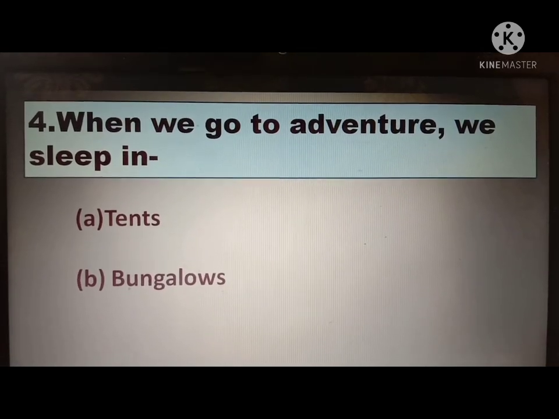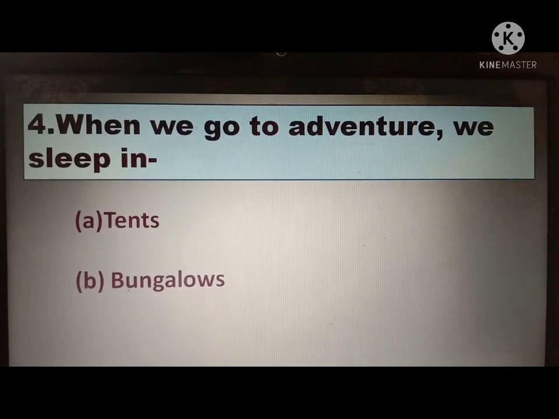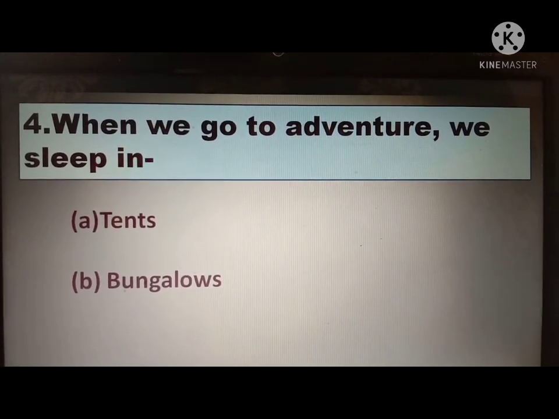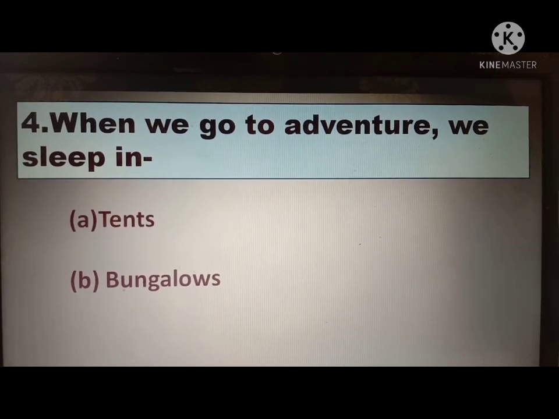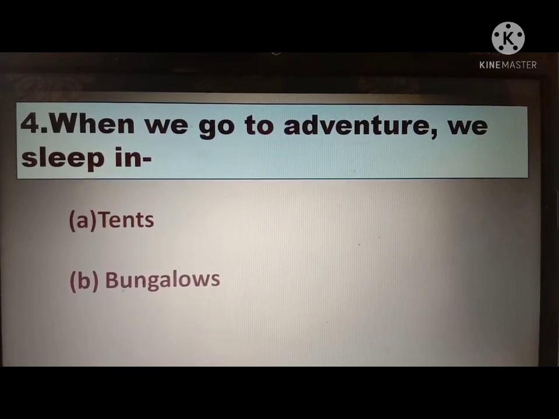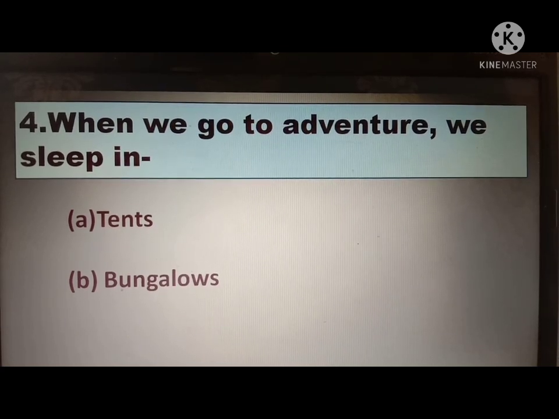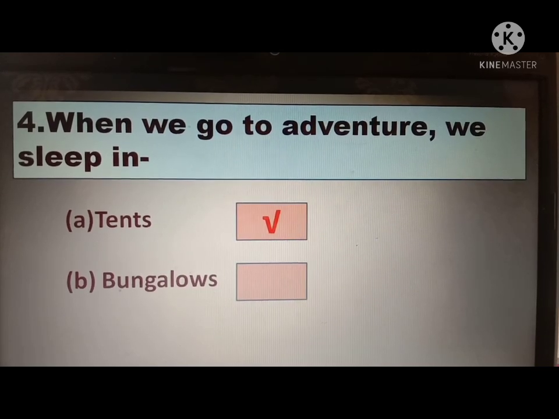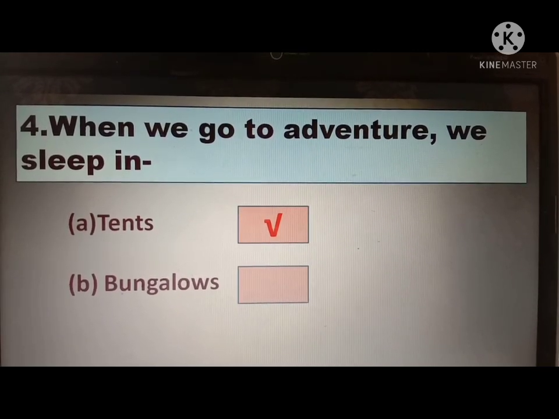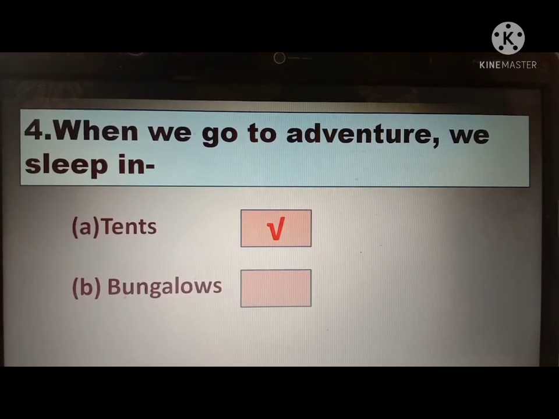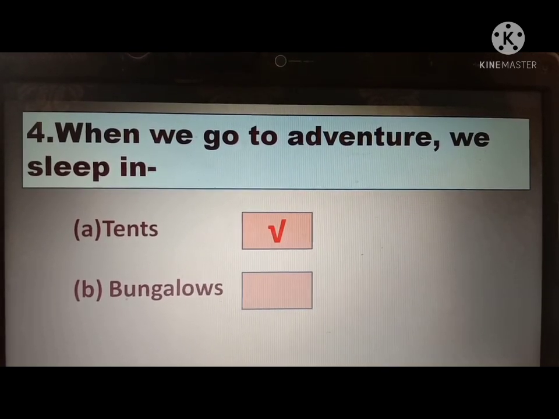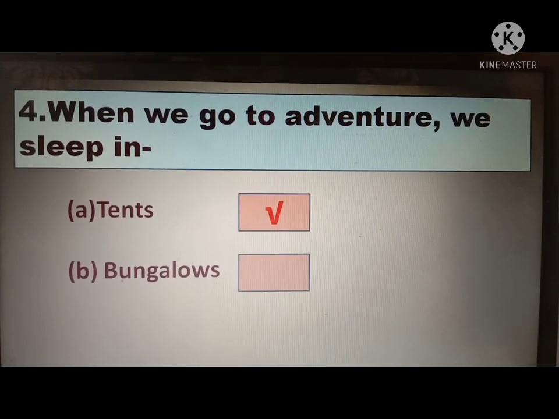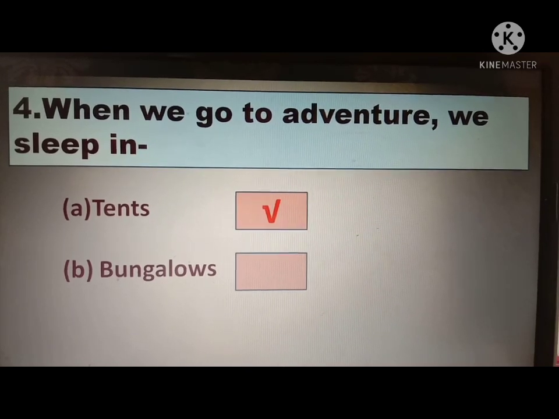Now children, next question is, when we go for adventure we sleep in, options are tents, bungalows. So children, read the question. When we go for adventure we sleep in tents or bungalows. So the correct answer is tents, because tents can be moved easily and these are made up of canvas cloth held by poles and ropes. So you can carry it easily, you can move it easily. So tent is the right answer.